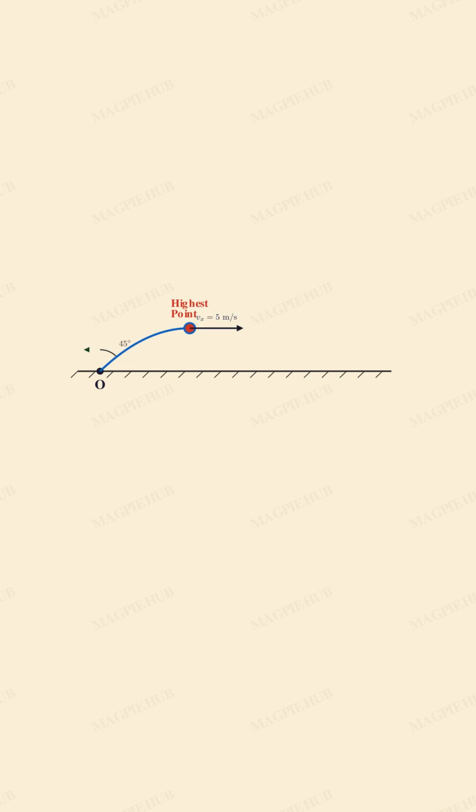At the highest point, the velocity is purely horizontal at 5 meters per second. Here the projectile splits into two equal parts. Part 1 falls vertically down to the ground, 0.5 seconds after splitting. Part 2 flies forward with higher horizontal velocity and lands at distance x meters from O.